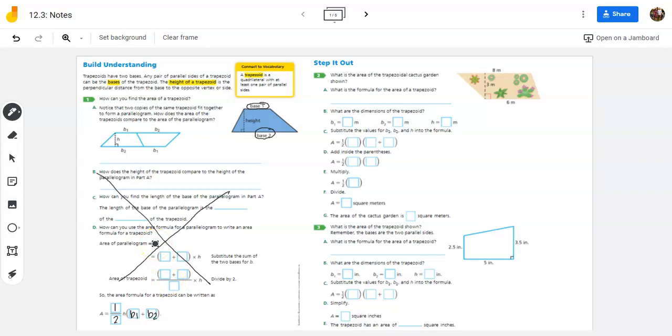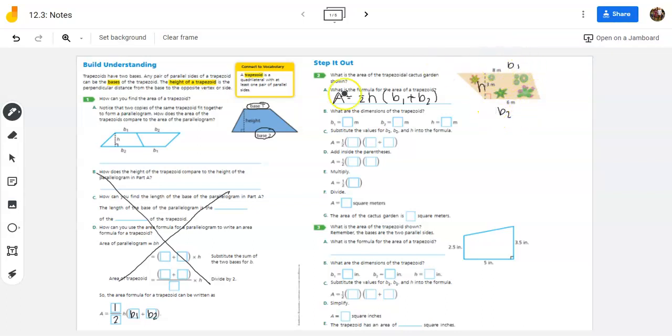So let's actually get into it on this next one. We're on page 395. What is the area of the trapezoidal cactus garden shown? So this is another shape of a trapezoid right here. And what is the formula? We have A equals 1/2 H, and then in parentheses, base 1 plus base 2. You do not need to memorize that because you're going to be able to use a formula on your test. It doesn't really matter which one you pick for base 1 and which one you pick for base 2. You just have to start with it. So I'm just going to say this is base 1, this is base 2, and then this is the height.